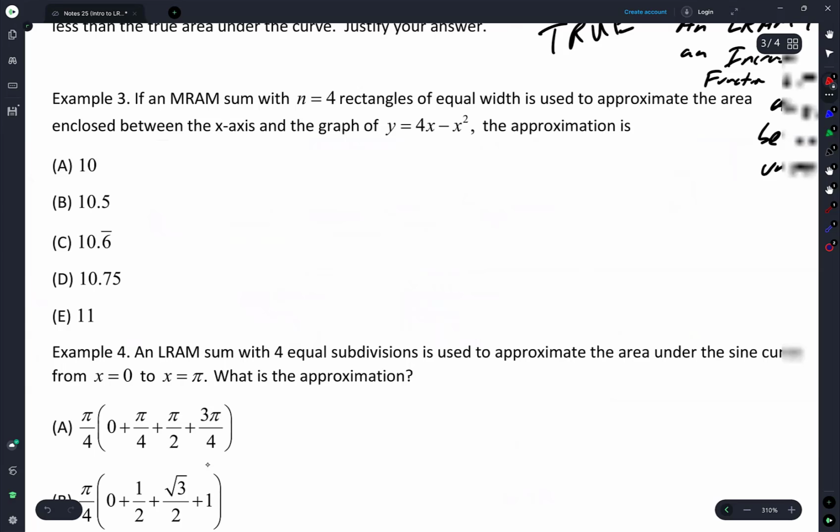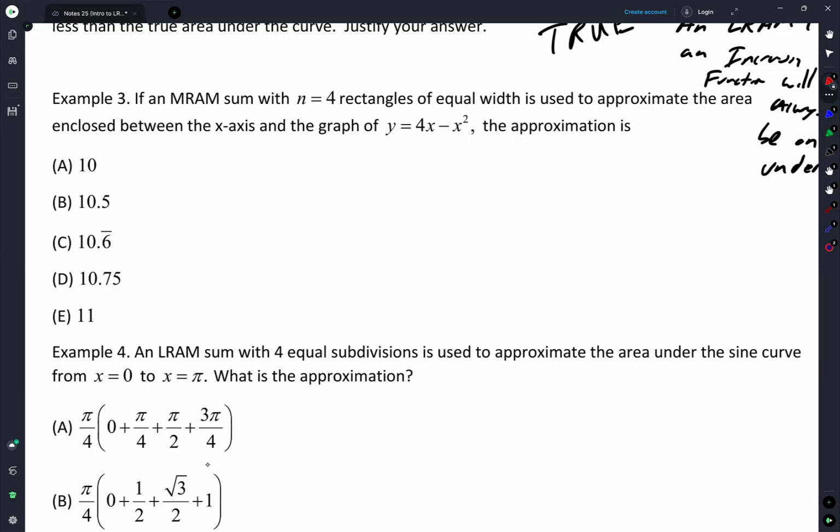Okay. Example 3. We're doing Riemann sums, so I think that's like unit 6. Example 3. If an MRAM sum with n equals 4 rectangles of equal width is used to approximate the area enclosed between the x-axis and the graph of y equals 4x minus x squared, the approximation is, and you can use a calculator. There is one with a calculator.